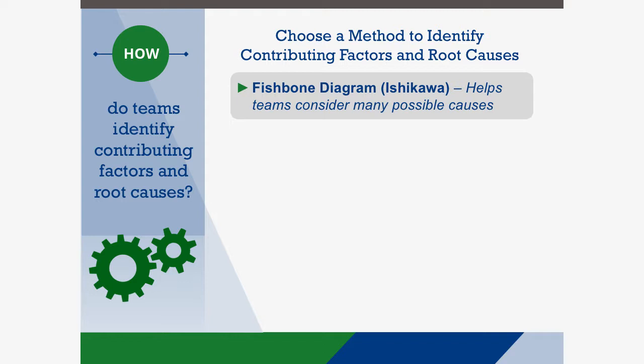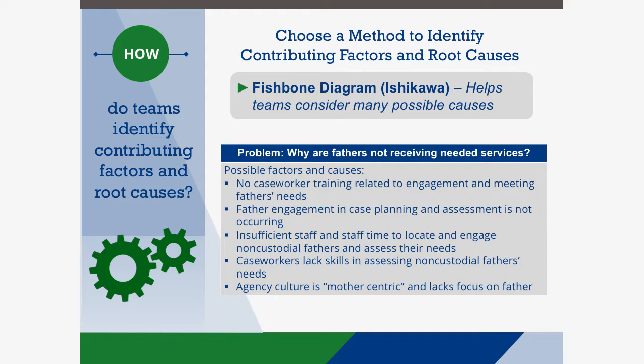As a first step to creating a fishbone diagram, teams may try brainstorming and listing out the possible factors and causes that come to mind. What is the team learning through data analysis? In the brief, the team thinks about many contributing factors for their identified problem, including no caseworker training related to engagement and meeting father's needs, father engagement in case planning and assessment is not occurring, insufficient staff and staff time to locate and engage non-custodial fathers and assess their needs, caseworkers lack skills in assessing non-custodial fathers' needs, and agency culture is mother-centric and lacks focus on fathers.